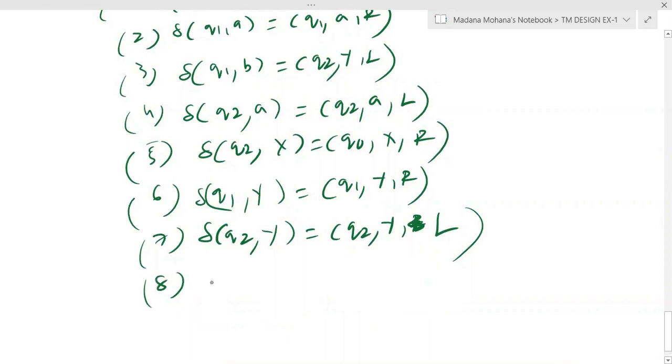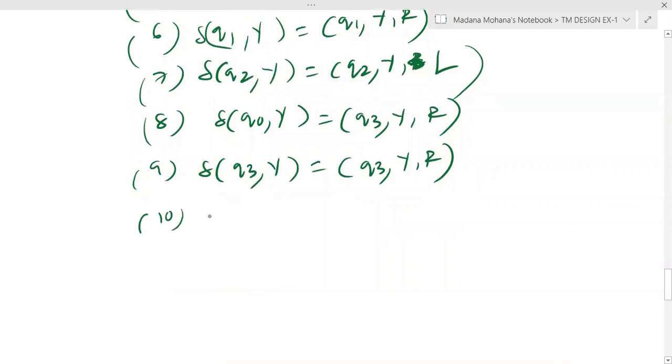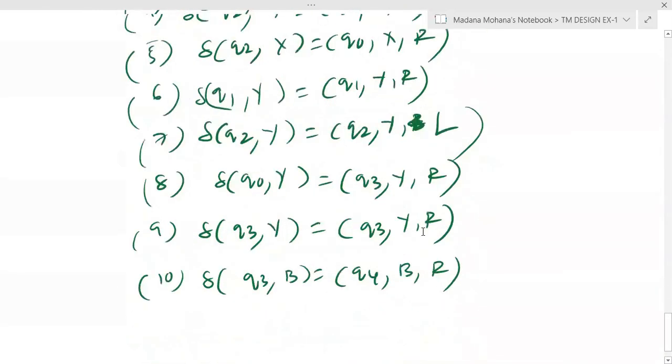Then what are the new transitions? Now at Q naught, whenever you see Y, it goes to Q3, Y by Y, then it moves right. Then at Q3 state also, if there are one or more Y's, you can skip them: the same Q3 Y by Y moves right. Then the last transition: whenever it sees a blank at Q3, it goes to the final state Q4. Blank is replaced with blank, then it moves right. Now see, these are all the 10 transitions.